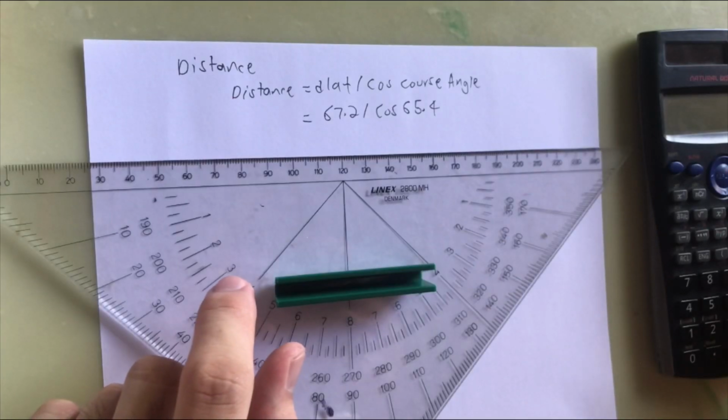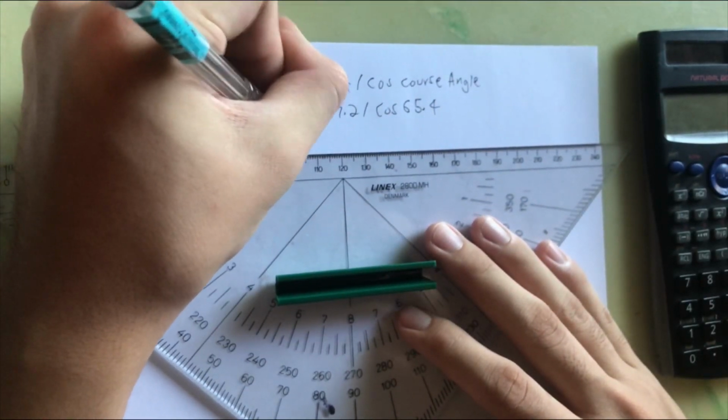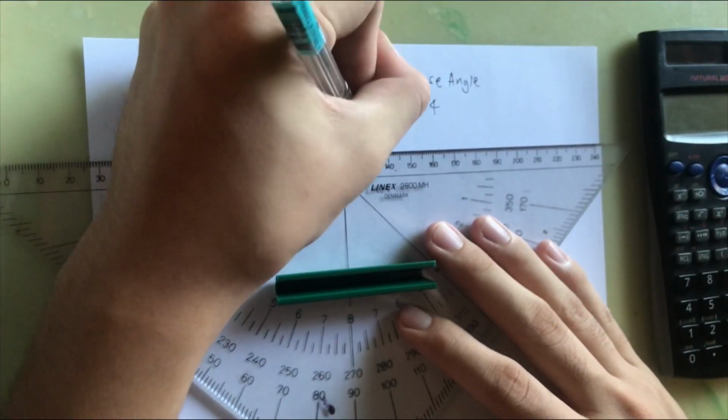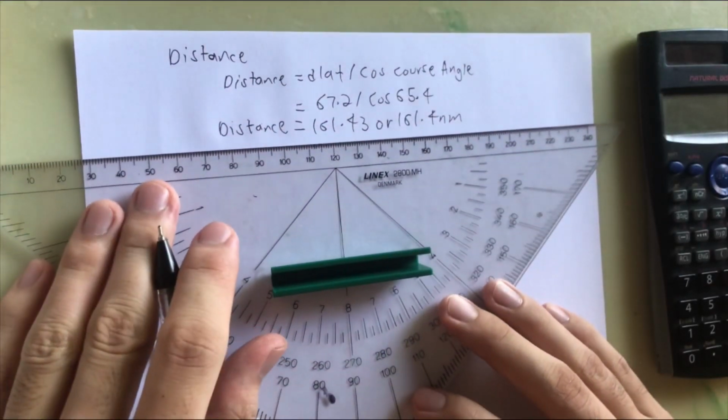The next is we will solve the distance. The distance formula is distance is equal to DLAT divided by cos course angle. The DLAT is 67.2 and the course angle is 65.4. If we divide it, the distance is 161.43 or 161.4 nautical miles.